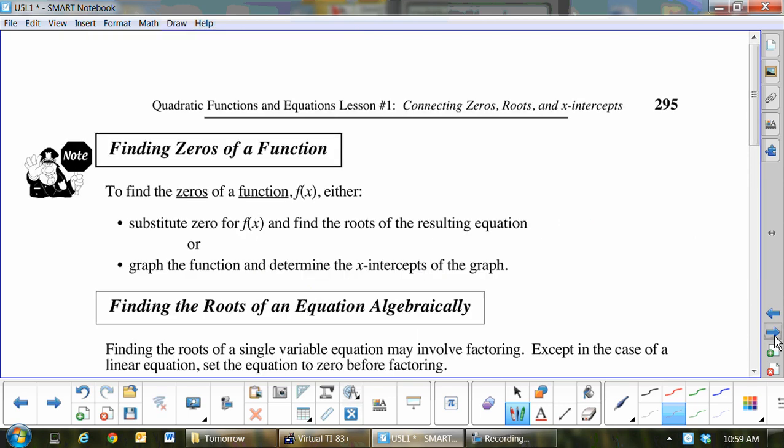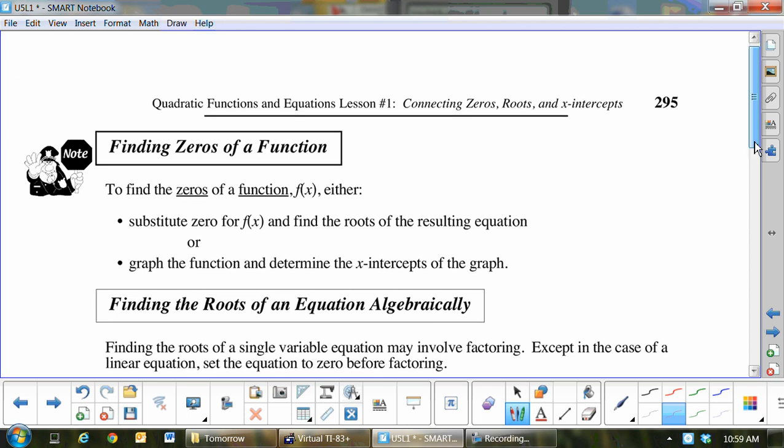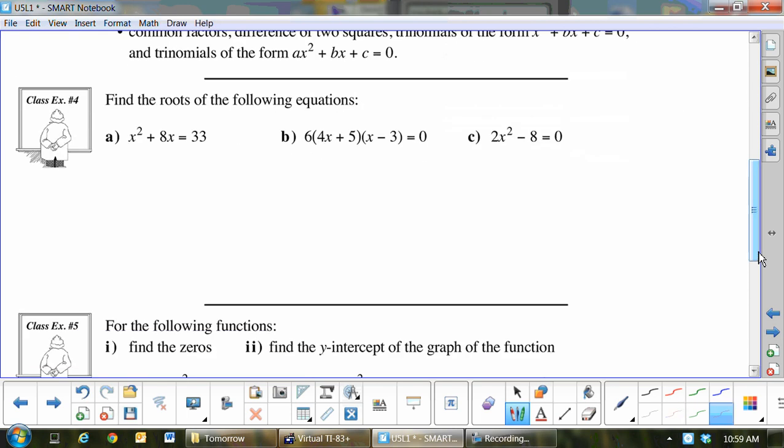Let's go over to example 4, and we're just going to do b. Now, if I was to graph this, what do you think the x-intercepts would be? X-intercepts are the same thing as what? Starts with a Z. Zeros. What are the zeros of this? Does anybody know one of them?